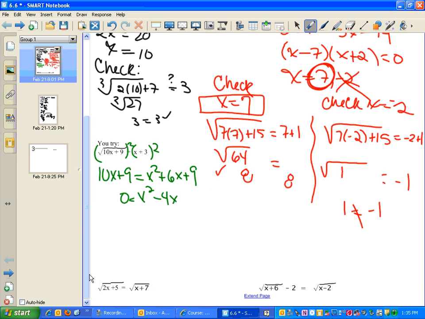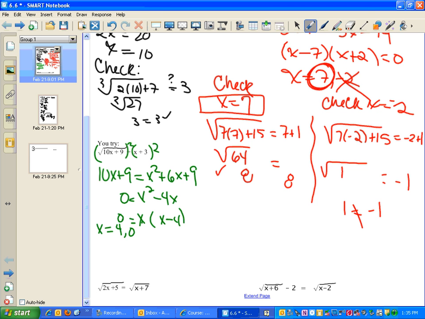So what can you pull out? And that leaves you with? So what are your solutions? 0 and 4, right? You get 0 from the x that you factored out. You get 4 because of what's in parentheses. Does that make sense? Well, sure, because you pulled out an x, right? Don't you set x equal to 0 and x minus 4 equal to 0?